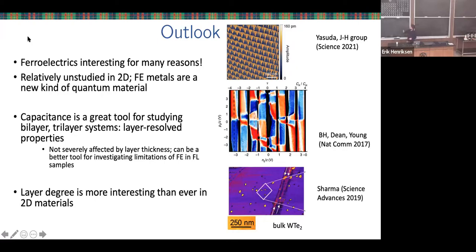Right, so let's see. The layer degree is more interesting than ever in 2-dimensional materials. If plain Bernal bilayer graphene is any example, this is a material that's been studied since the beginning of 2D materials, and yet in the last 2 years, people have found that Bernal bilayer graphene is superconducting and it's ferroelectric, and there's a lot of stuff hidden in these. I should say hidden because it hasn't been discovered yet in these few layer materials.